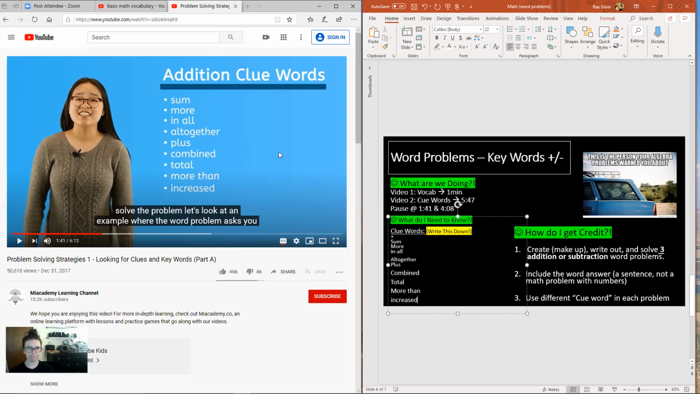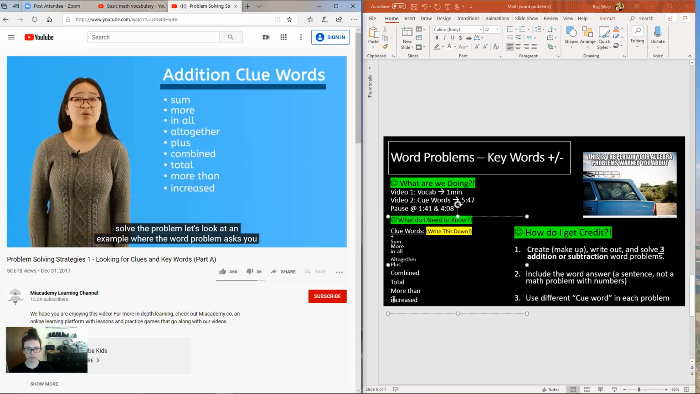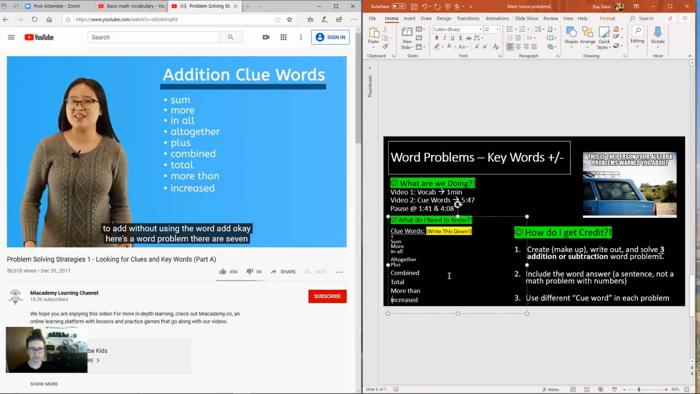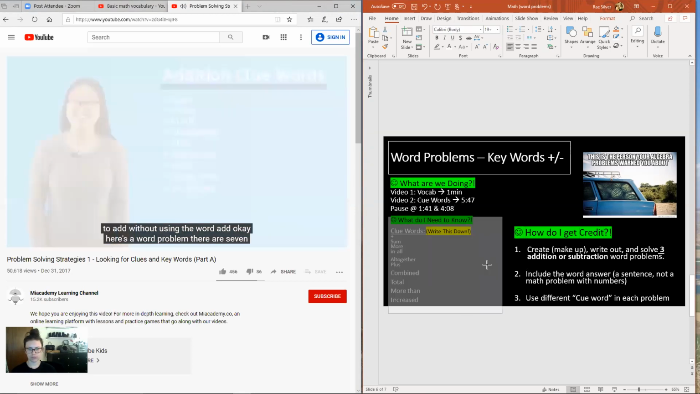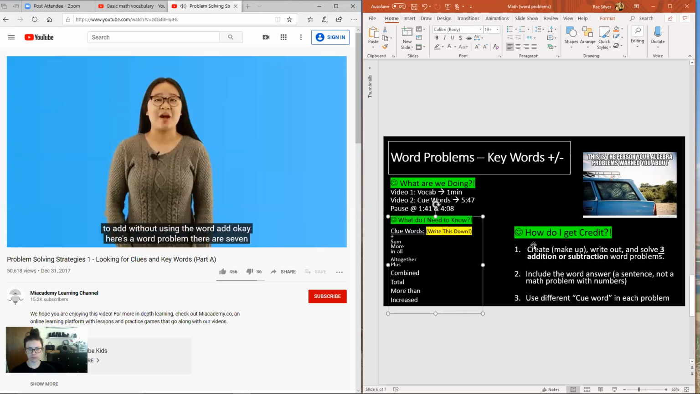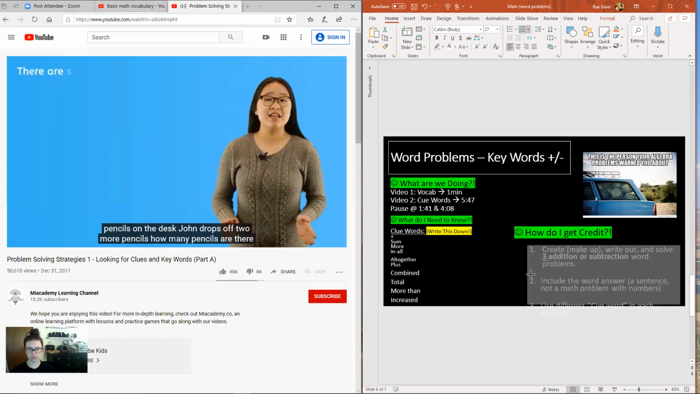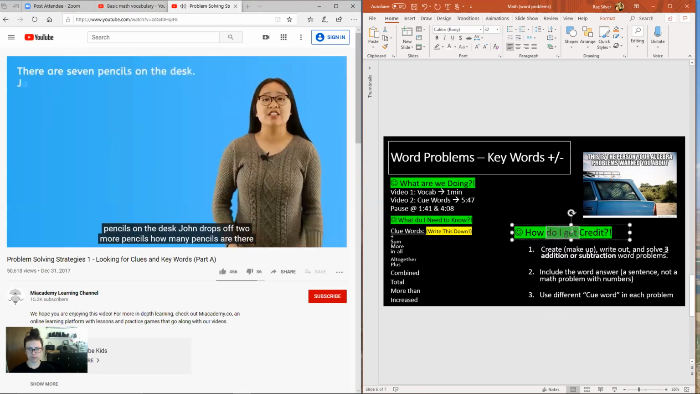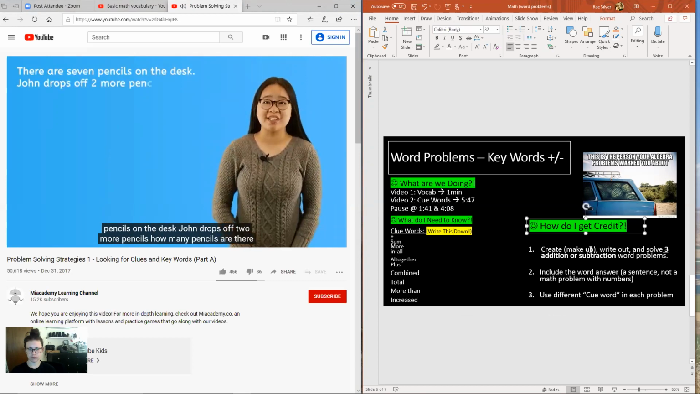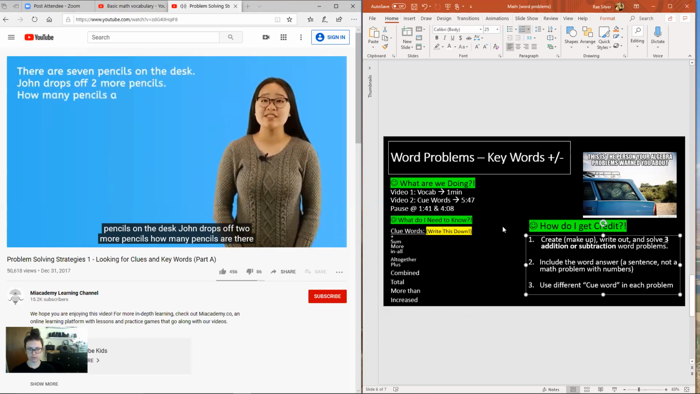okay. Let's look at an example where the word problem asks you to add without using the word add. Okay, here's a word problem. There are 7 pencils on the desk. John drops off 2 more pencils. How many pencils are there in all?